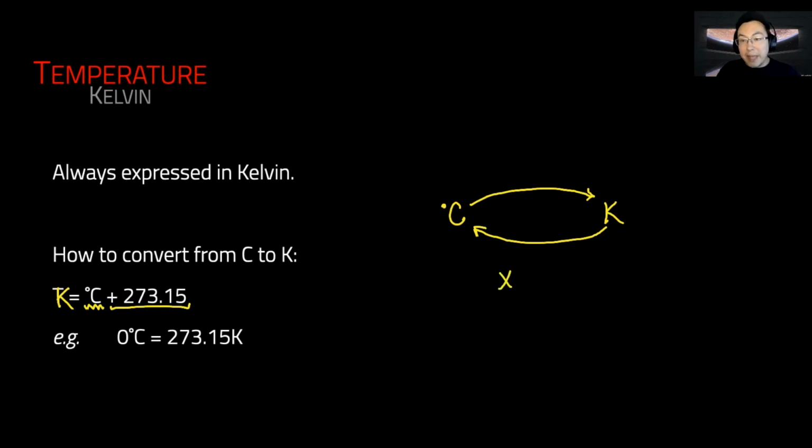Whatever amount of Kelvin that you may have, then you just basically subtract 273.15 so you can get the temperature in Celsius, right? So basically, if you're going from Celsius to Kelvin, you add, and if you're going from Kelvin to Celsius, you subtract what we call the standard temperature, which is 273.15.